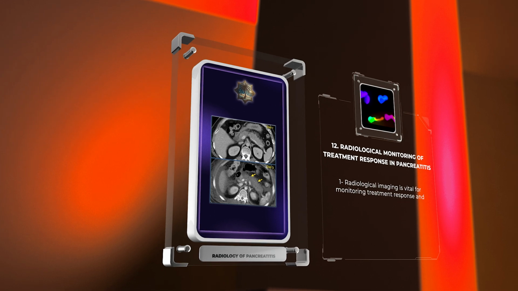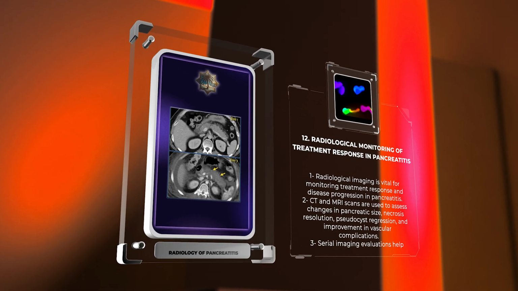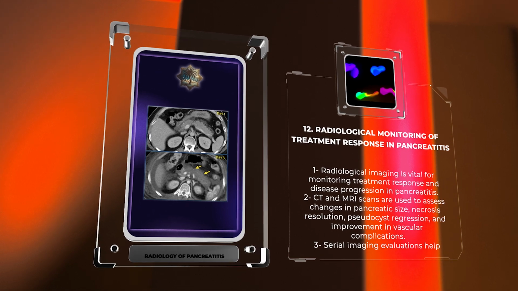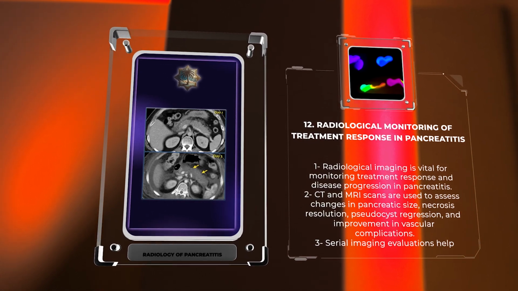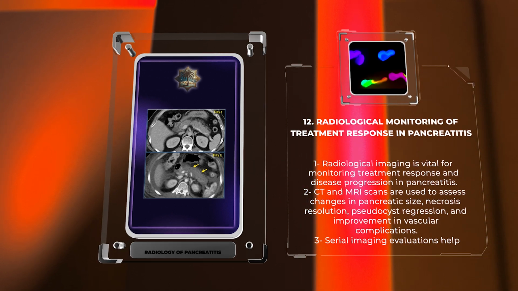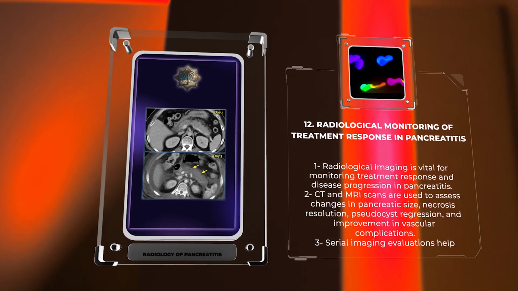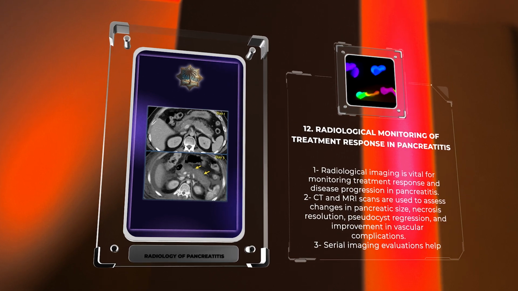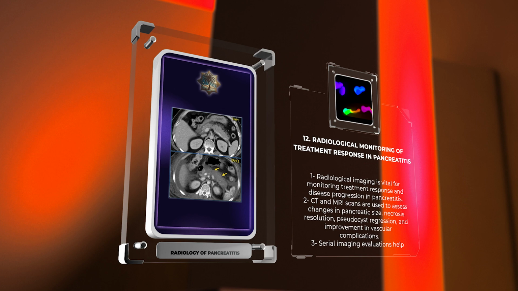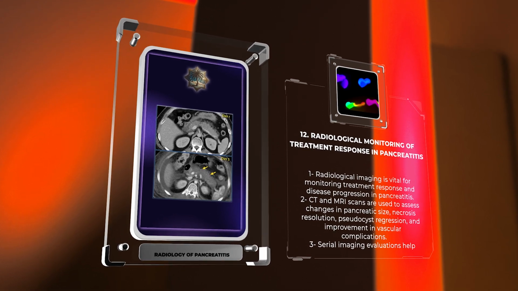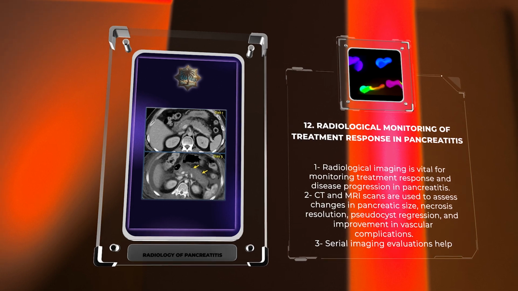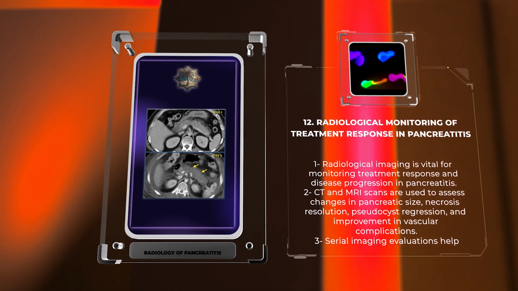Radiological imaging plays a vital role in monitoring the treatment response and disease progression in pancreatitis. Follow-up imaging allows for the evaluation of treatment effectiveness, identification of complications, and planning further interventions, if required. CT and MRI scans are commonly utilized at regular intervals to assess changes in pancreatic size, necrosis resolution, pseudocyst regression or recurrence, and improvement in vascular complications. These serial imaging evaluations help guide clinical decision-making and ensure appropriate management.